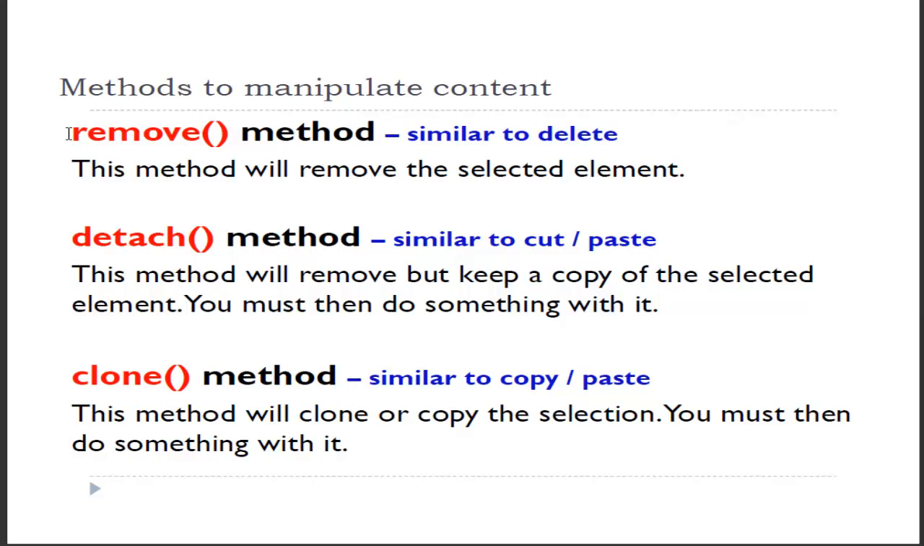A couple other methods that we have to manipulate content: the remove method. The remove method is similar to delete. It will remove the selected element and anything that is inside it. The detach method is similar to cutting and pasting. It will remove it, but it will also keep a copy of that selected element in the event that you may want to reuse it at some point in the future. The clone method is similar to copy and paste. It will clone or copy a selector. Here again, we might want to do something with that, such as replicate it somewhere else.